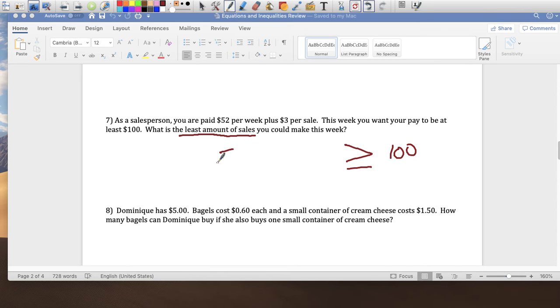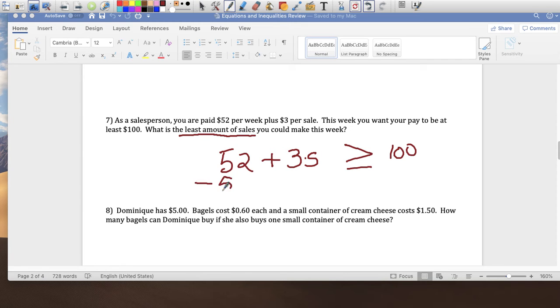You know the store is going to give you $52 for the whole week just by working there. But as an incentive, they also give you a little bit more. So they give you $52 guaranteed per week, plus they'll give you $3 for each sale that you make. So you're calculating this in your head and you're thinking to yourself, how many sales do I have to make so I can walk out of here this week with at least $100, which means greater or equal to 100. Well, let's solve this.